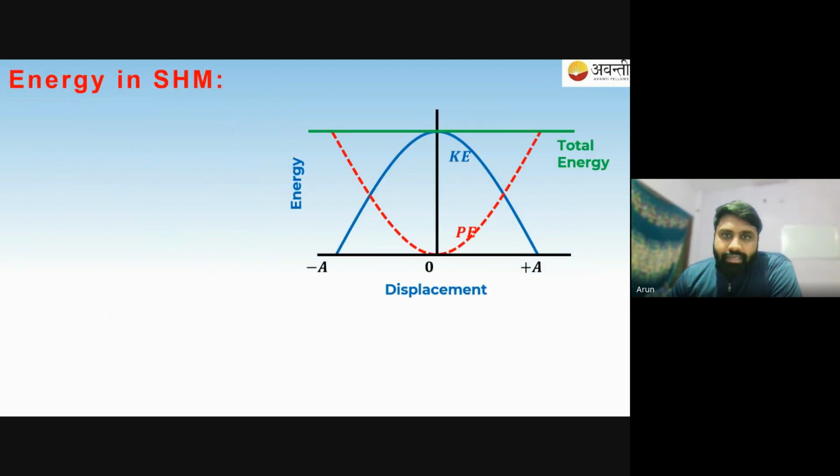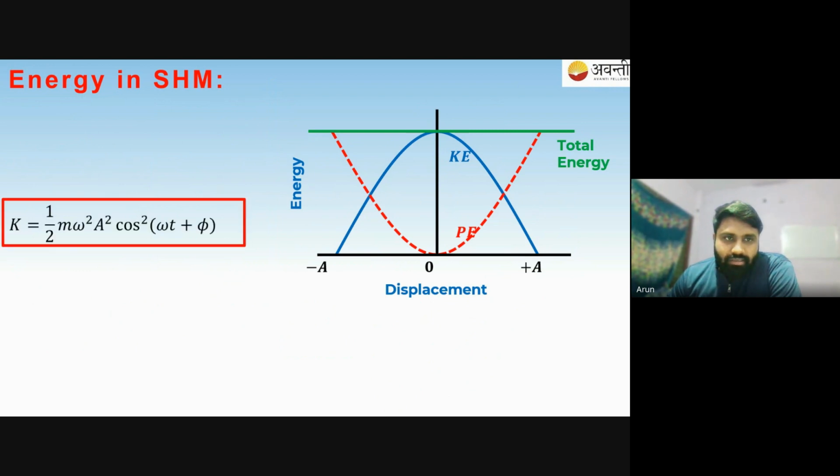Now, energy in SHM. Firstly, we will talk about the kinetic energy. Kinetic energy is given by half m v square. V we have as A omega cos omega t plus delta, or phi, whatever you can choose. It doesn't matter; if you take delta here, it's also all right. If you square this term, the kinetic energy is half m omega square A square cos square omega t plus phi.